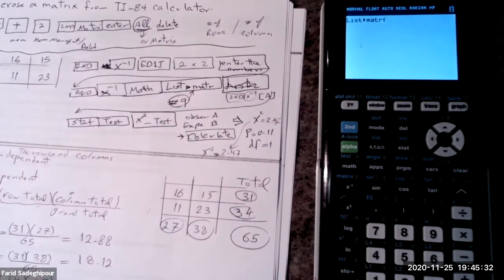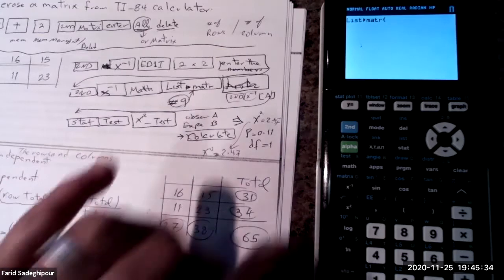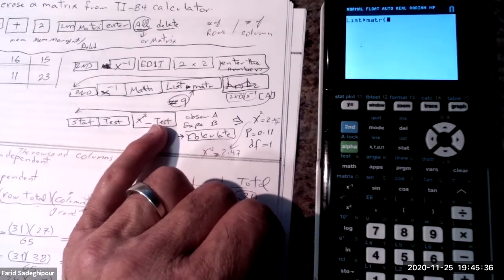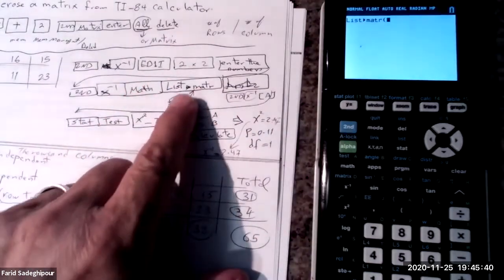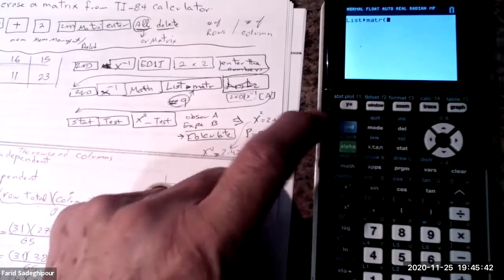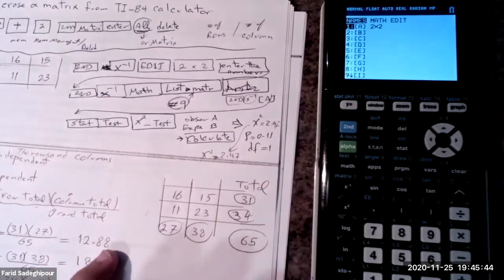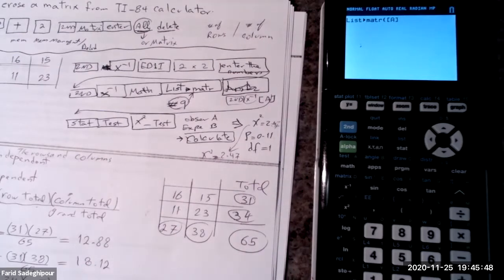Now, here, it asks you which matrix. We go to second, we are here, it asks which matrix. You go to the second matrix and then enter. See, you have it now. So it wants you to calculate matrix A.